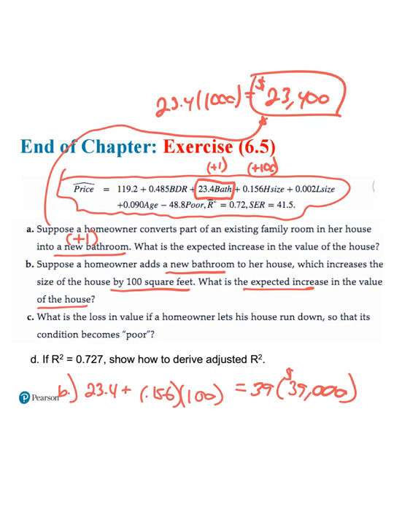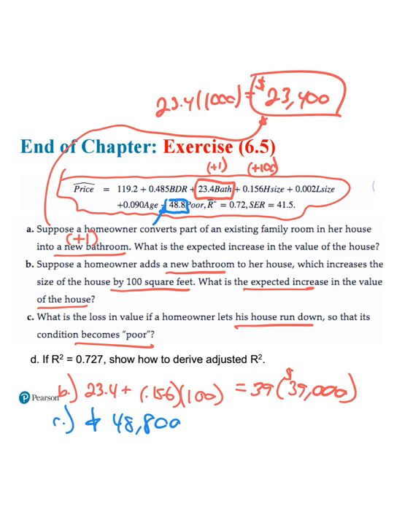All right, so let's look at C. C says, what is the loss in value if a homeowner lets their house run down so that it's now becoming poor? The coefficient on poor is 48.8 with a negative sign, which suggests that if a house goes from good condition to poor condition, the value will decrease by 48,800.